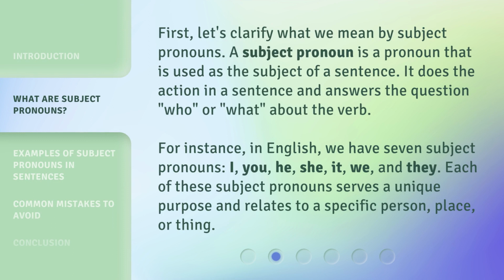First, let's clarify what we mean by subject pronouns. A subject pronoun is a pronoun that is used as the subject of a sentence. It does the action in a sentence and answers the question, who, or what, about the verb. For instance, in English, we have 7 subject pronouns: I, you, he, she, it, we, and they. Each of these subject pronouns serves a unique purpose and relates to a specific person, place, or thing.